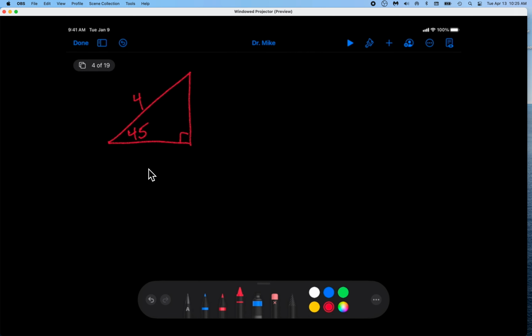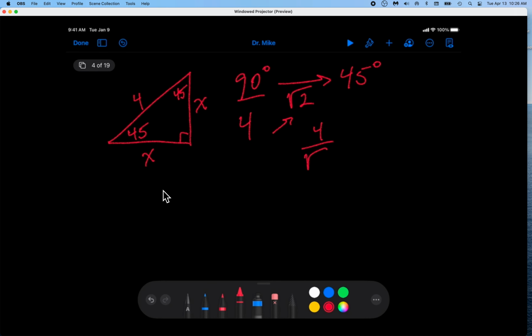We have a 45-degree triangle. That makes this 45. That makes this and this equal. Excuse me. The question is, what's the value? They give us the side opposite the 90. There's your conversion factor. They give us that. We're getting smaller. Therefore, we have to divide by the conversion factor.